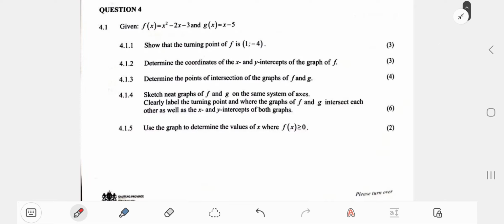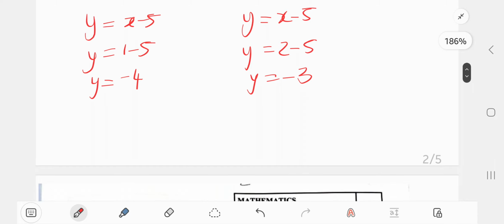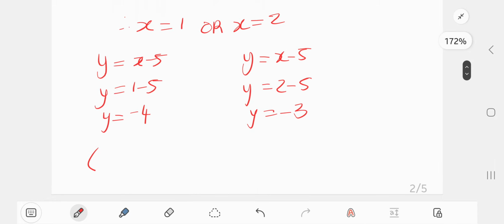So now let's just write that in point form. By that I mean the coordinate form, right? So 1 and negative 4. We have 2 and negative 3.